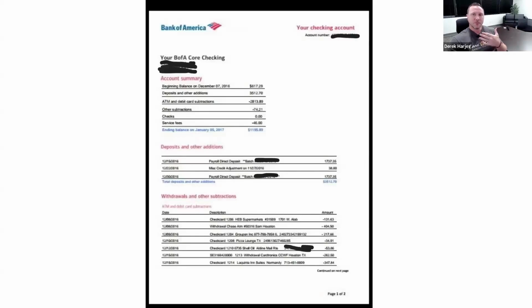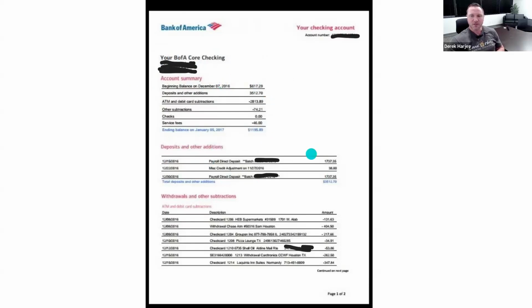If you, for example, have Bank of America, this is just one of the pages, but as you can see on here, it's got Bank of America up top, the checking account number over here, the customer's name would be here, and then this shows some of the information about the account as far as the beginning balance.